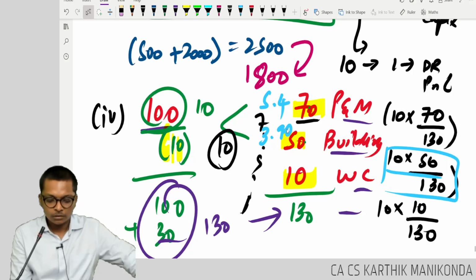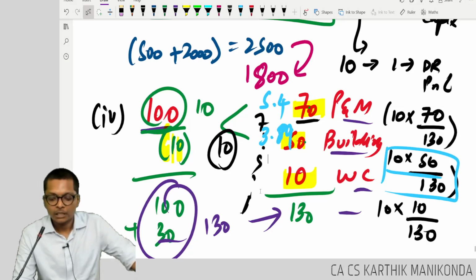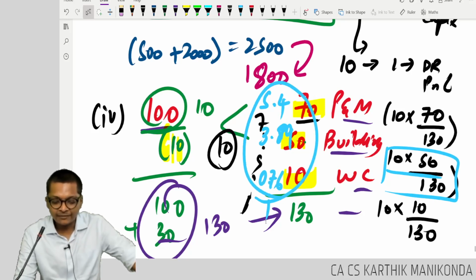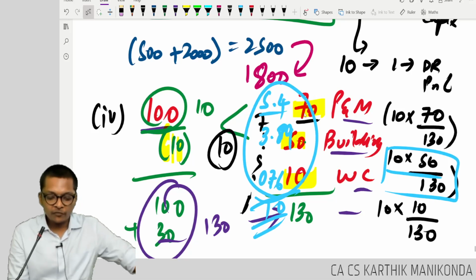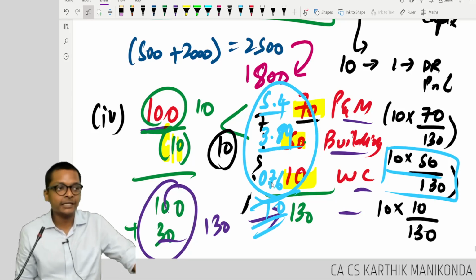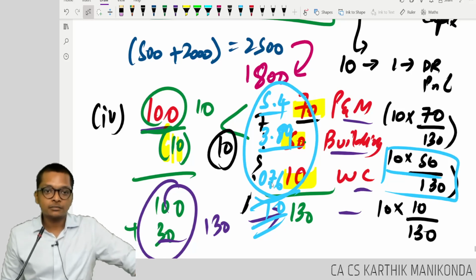3.9 now. 3.89 whatever. And the last one, 10 into 10 by 130, 0.76. Add these three, 5.4 plus 3.89, or 3.9 plus 0.76. Are you getting 10? It should come to 10. It should match. How can you take it more?